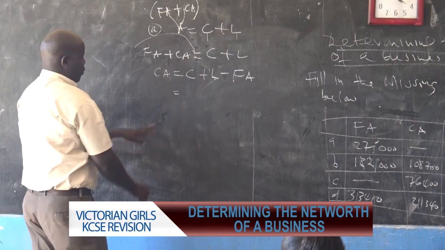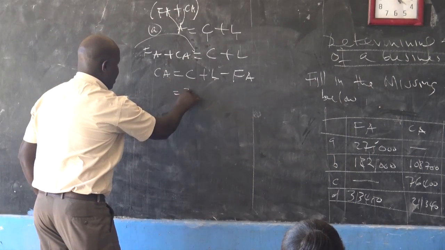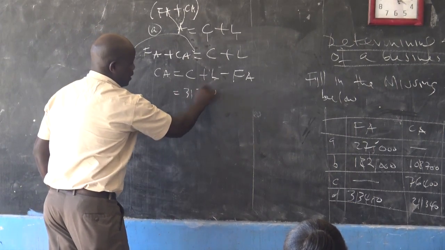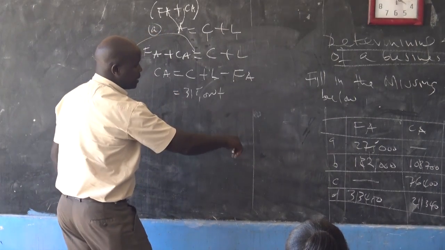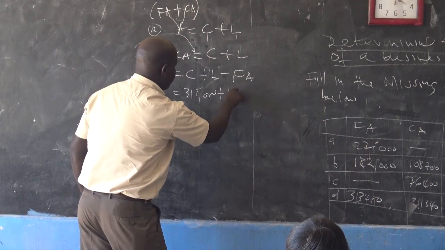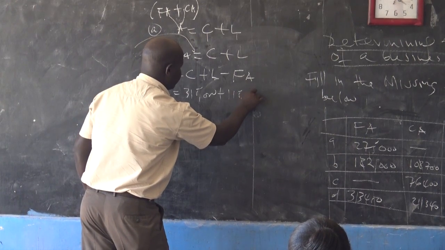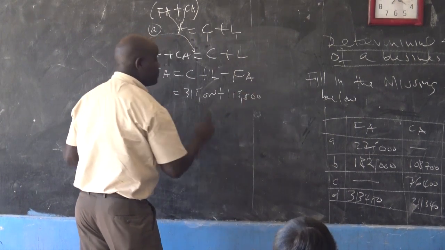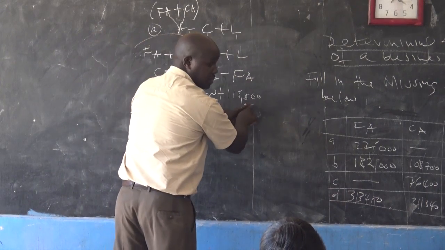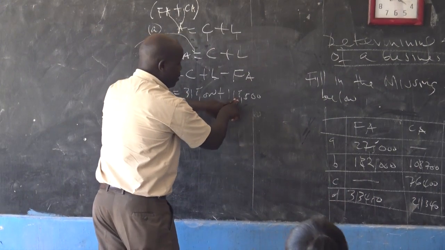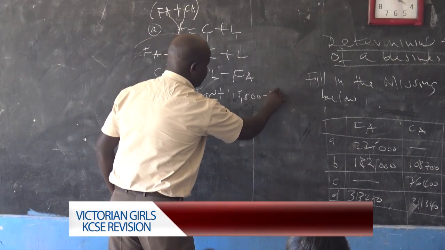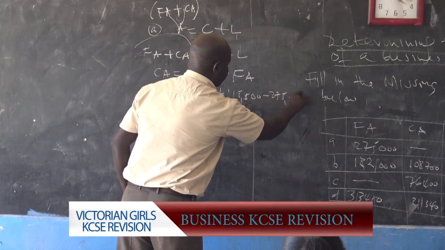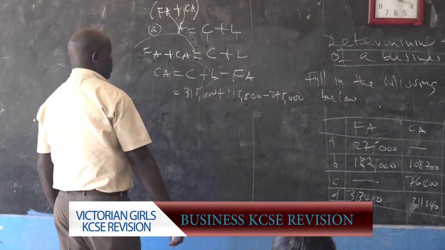So in this case, what is our C? 350,000 shillings. Plus liabilities, 115,500. Yes, you must be very keen. Such things can make you miss a mark. It is 115,500, minus what? 275,000. So in that case, you add this.